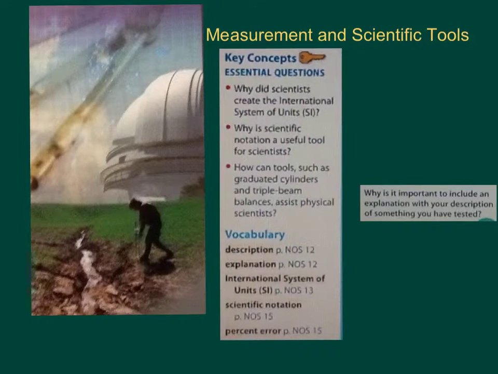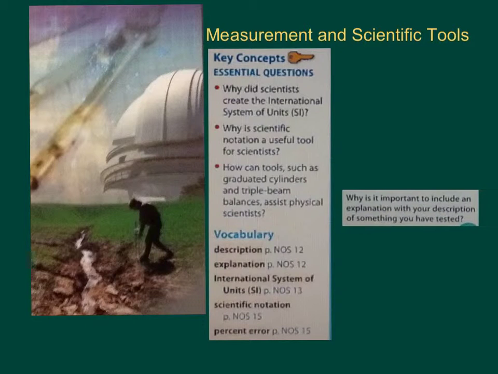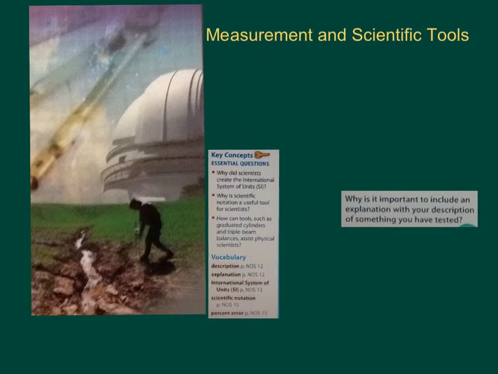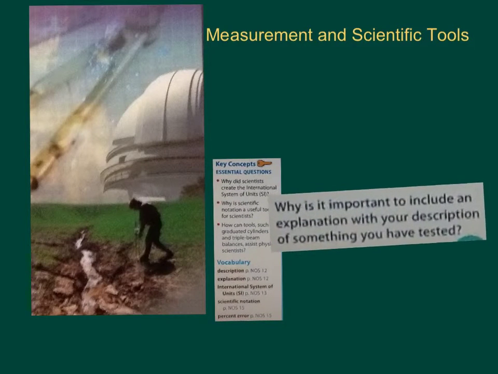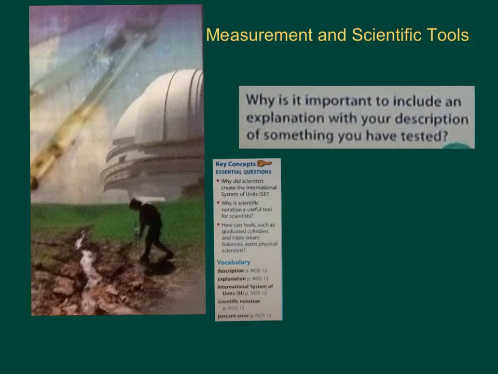Okay, so at this point, I want you to take a look at another question that I have. I need to make this a little smaller and make this a little larger so that you can write this one down in your science journal also. But this is one that you'll be answering presently. Why is it important to include an explanation with your description of something you have tested? Make sure that you're writing this one in your science journal and answering this question.